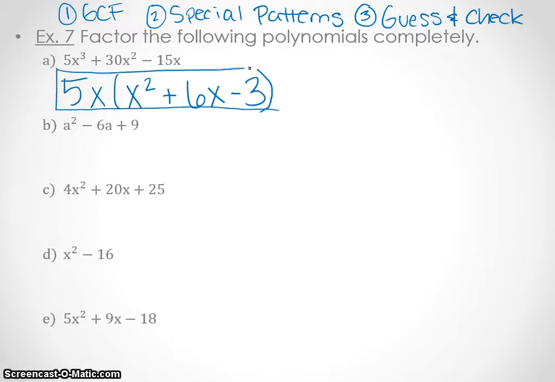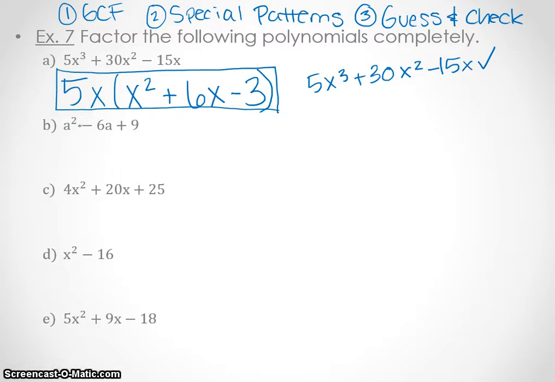Let's double check to make sure what we multiplied in is what we get out. 5x times x squared is 5x cubed. 5x times 6x, 5 times 6 is 30, so plus 30x squared. And then 5x times a negative 3 is a negative 15x. Is that what we started with? Sure is, so we know that our answer is correct.